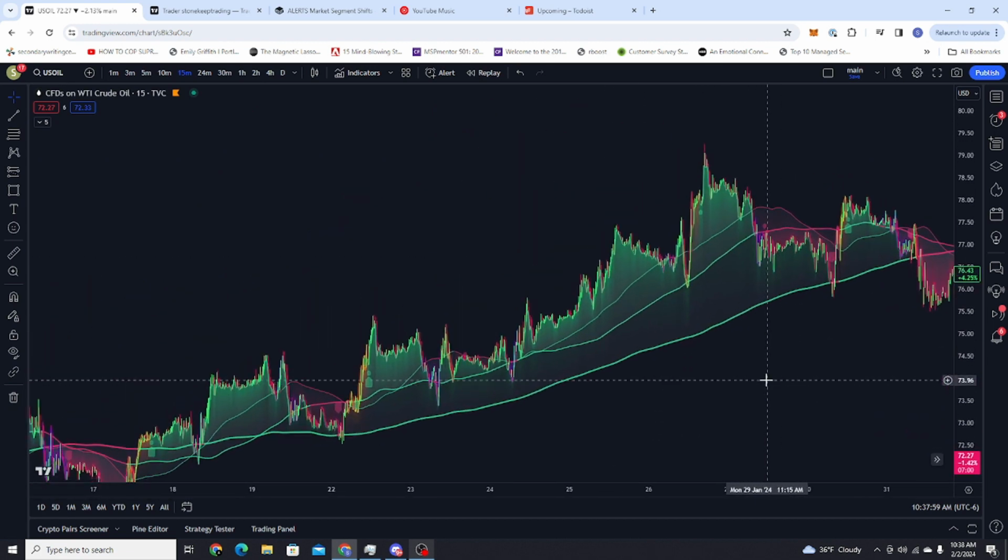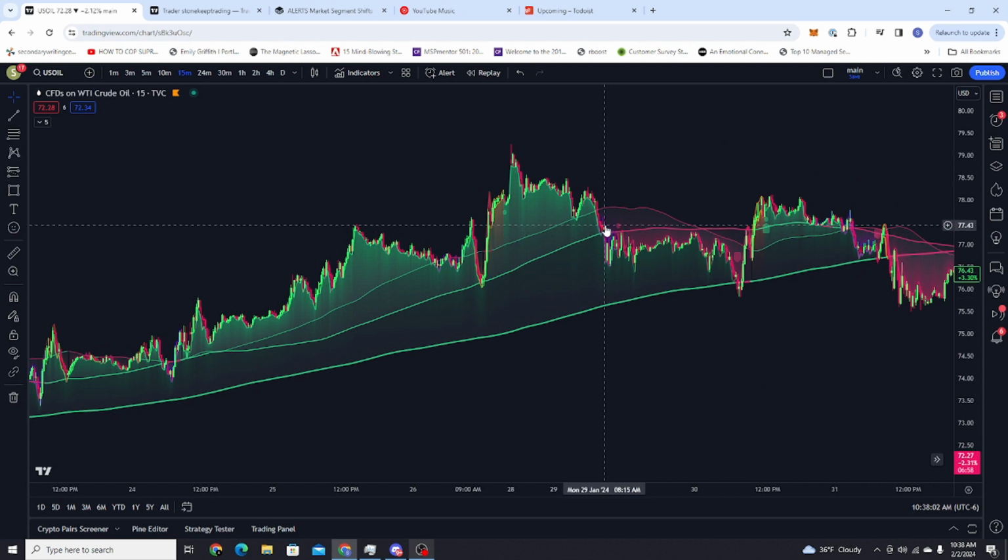Additionally, you can see right here, price is floating between these lines here.